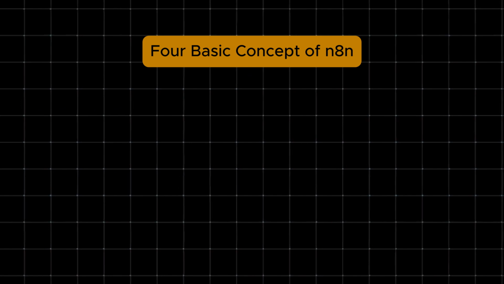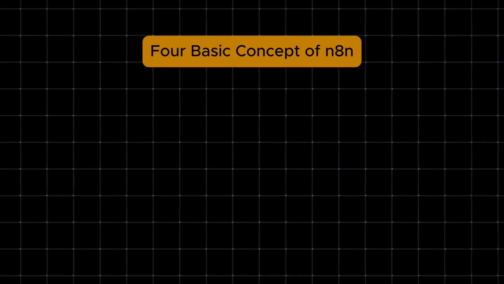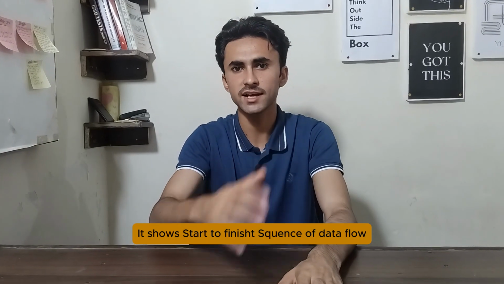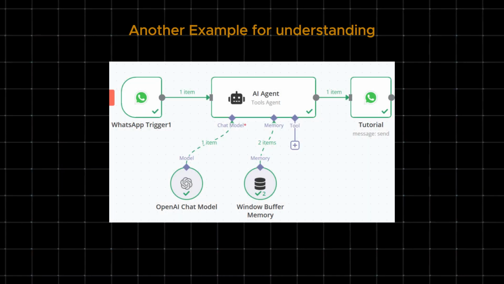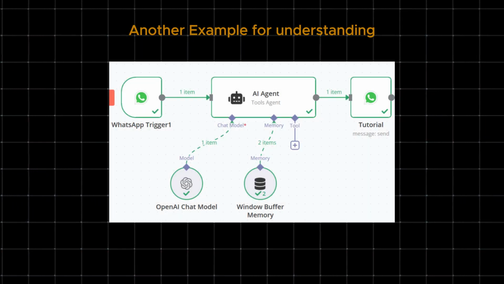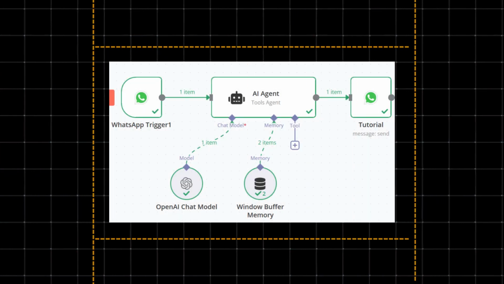Here are the four main fundamental concepts of n8n. Number one is workflow. In simple words, the entire automation we build is known as a workflow. It shows the exact start to finish sequence of the data flow. Consider a workflow as a factory in which a product is prepared. The example we discussed earlier, from receiving a message of a new assignment to submitting your PDF to Google Classroom, that entire process, that entire automation, is known as a workflow.